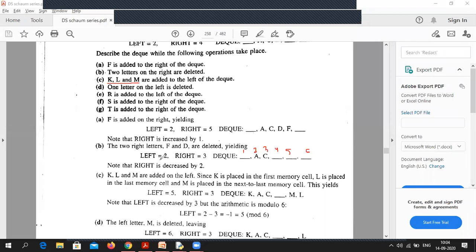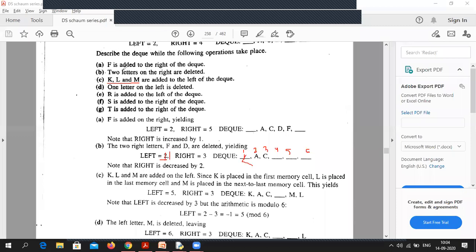So right now what's the value of left? Left is 2. Now you have to insert at the left end. So left would be decremented by 1. So left was 2. First left would become 1. At 1, I will add K. So K is added over here.